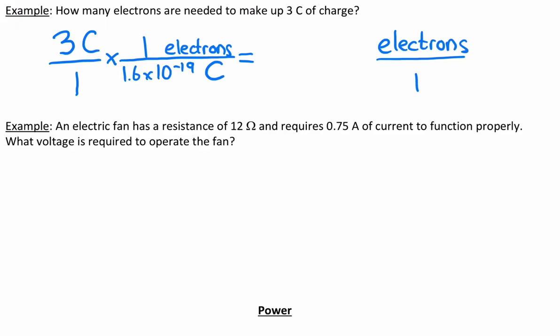So to solve this problem, I can just go 3 divided by 1.6 times 10 to the negative 19, and that gives me, if I round to 3 sig figs, 1.88 times 10 to the 19 electrons. So that is a lot of electrons.